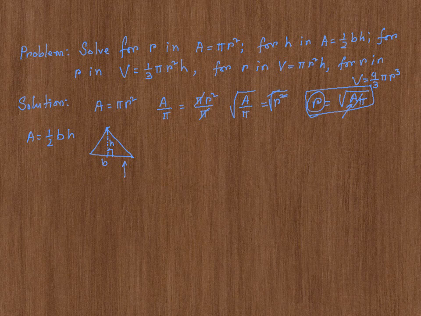So to solve for h, all I need to do is multiply this equation by 2. That's going to give me 2a is equal to b times h. Then divide both sides by b. That's going to give me h is equal to 2a over b. 2 times the area divided by the base. So that's what you do for a triangle.